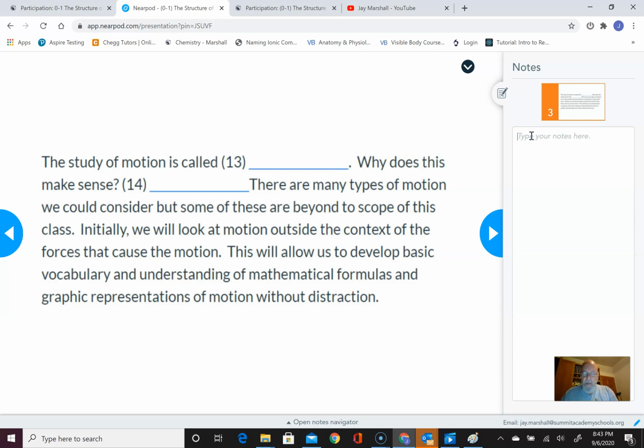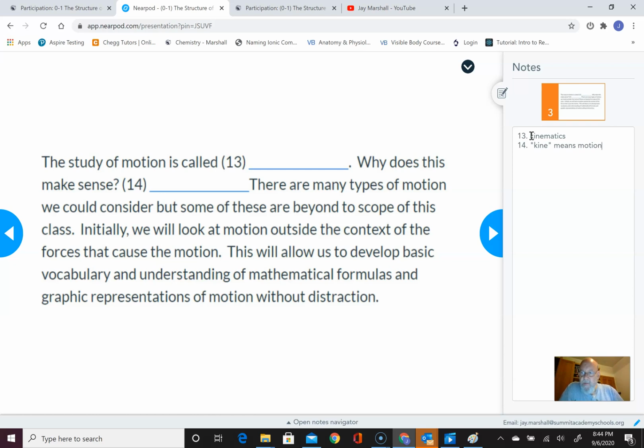the study of motion we're going to call kinematics. And I would ask you why this makes sense. And if you were in class, I would ask you to think about this. Why does this make sense? And the reason would be because the word kina is a Greek word that means motion. Okay, so the study of, or the measurement of motion is what this is all about.